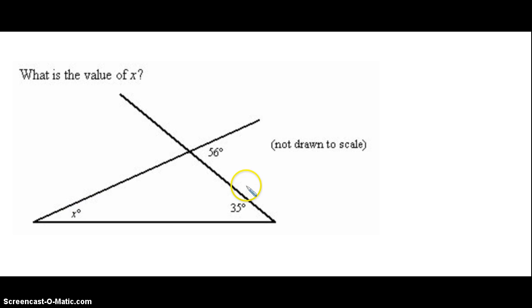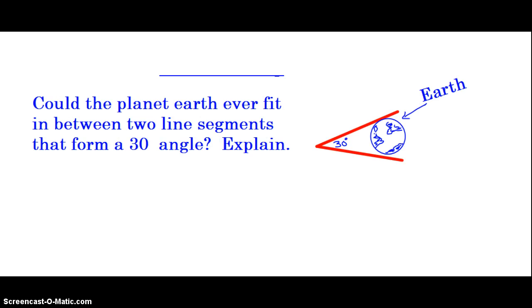By the same token, we need interior angles here, so I'm missing this one. These two don't make a circle, but they make a line, so I know that 180 minus 56 will give me that angle. And 180 minus 56 is 124. So I can put that in here, and now I know that 124 plus 35 plus x equals 180, and I can solve that.